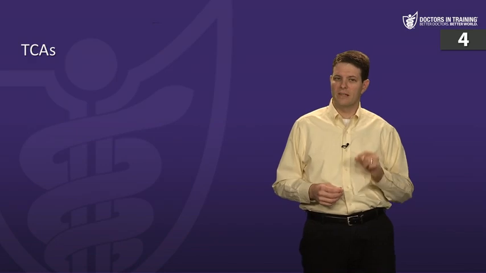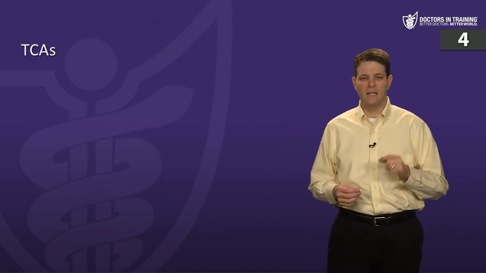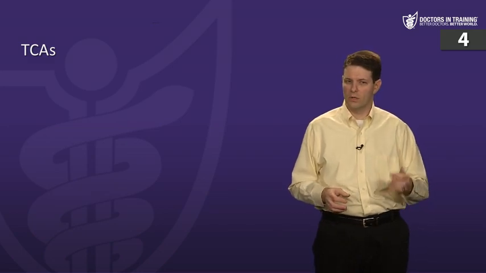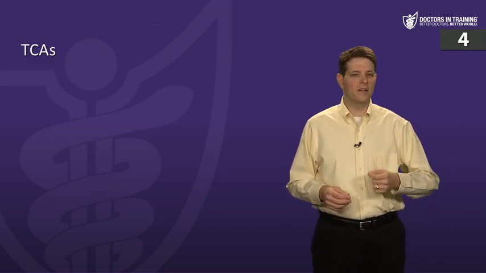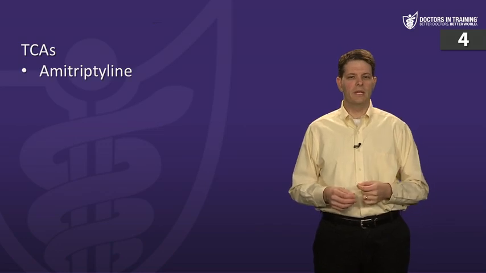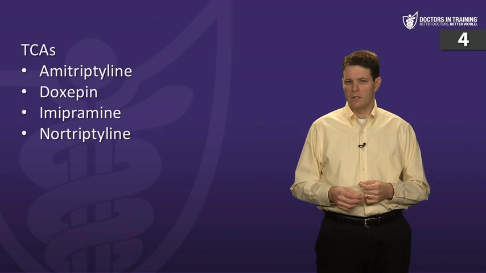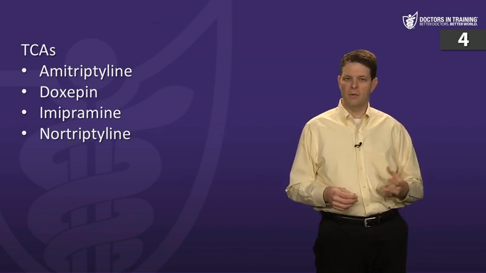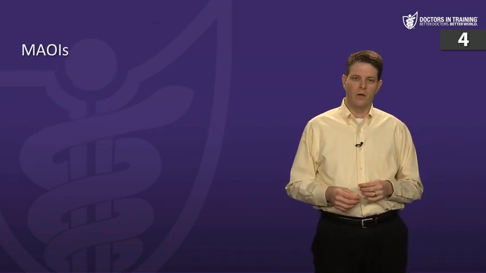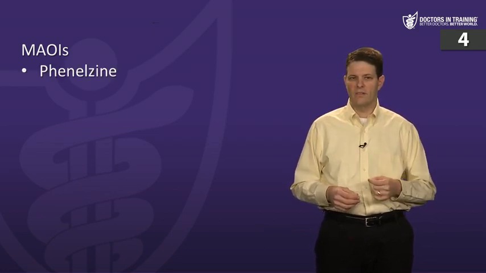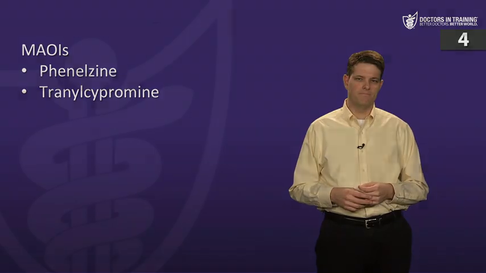But that's not true of these last two classes, TCAs and MAOIs. These are hardly ever used for depression anymore because of side effects, as we're going to see. The TCAs, or tricyclic antidepressants, include amitriptyline, doxepin, imipramine, and nortriptyline. Now there are some others like clomipramine and desipramine, but those weren't listed in this question. And then the MAOIs are monoamine oxidase inhibitors, which are phenelzine and tranylcypromine.